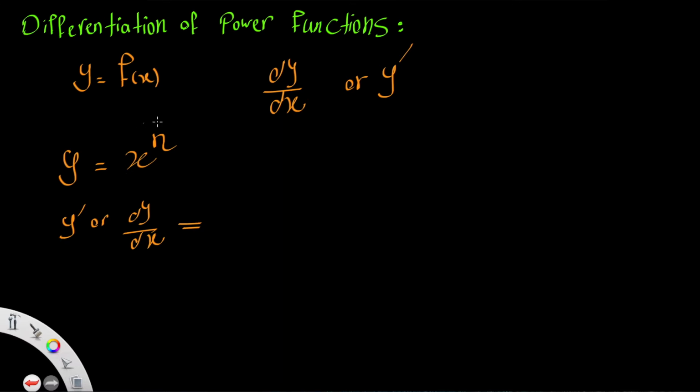Now, this formula is obtained by using the definition of differentiation for different functions. The power n is multiplied, then 1 is subtracted from the power n: x to the power of n minus 1. So you can easily memorize this formula. To differentiate x to the power of n, you multiply by the power, then 1 is subtracted from the power. Now let's see some examples.